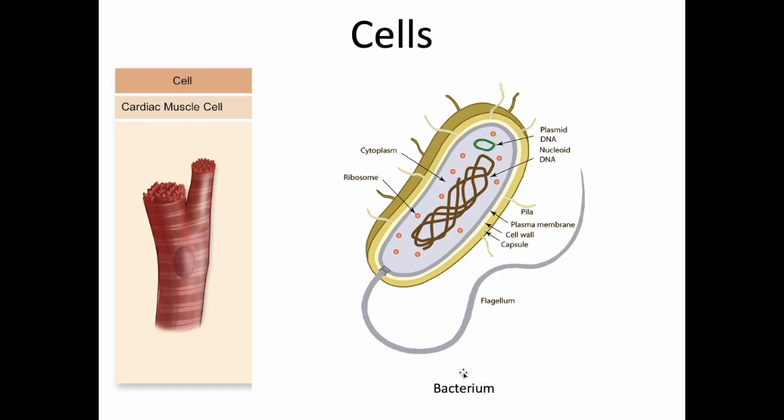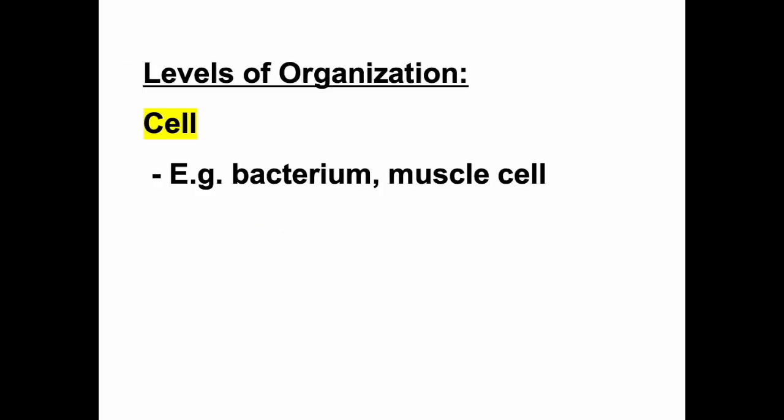We've got a bacterium here, and here's a cardiac muscle cell over here, both examples of cells. So what do the key terms say? The key terms define a cell as the smallest fundamental unit of structure and function in living things. Like I said earlier, all living things are made of one or more cells. So yes, the smallest unit. A bacterium is a cell, a muscle cell is a cell.